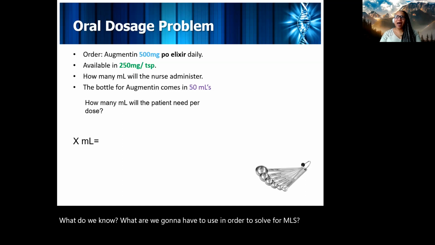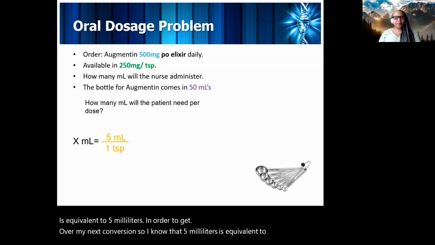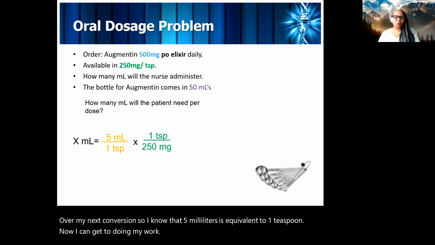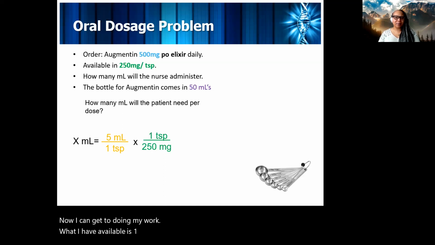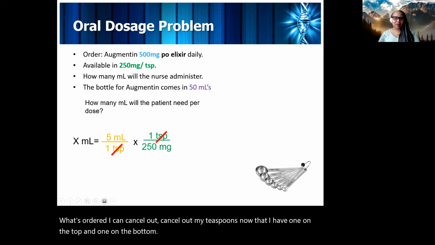Very good. I have to know that 1 teaspoon is equivalent to 5 milliliters in order to get over to my next conversion. So I know that 5 milliliters is equivalent to 1 teaspoon. Now I can get to doing my work. What I have available is 1 teaspoon over 250 milligrams. What's ordered? I can cancel out my teaspoons now that I have one on the top and one on the bottom.